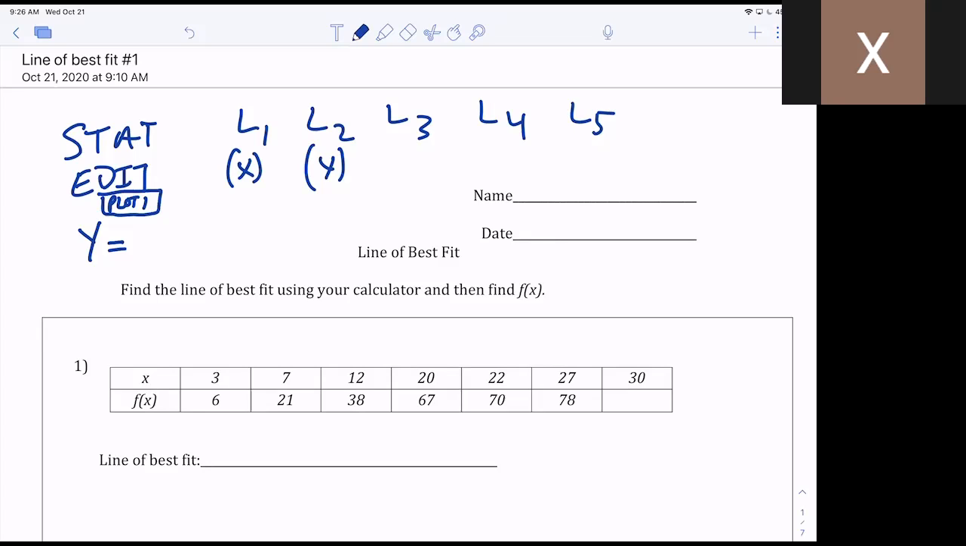Your calculator's like everyone else's. There's no reason to be confused. I'm not walking around.